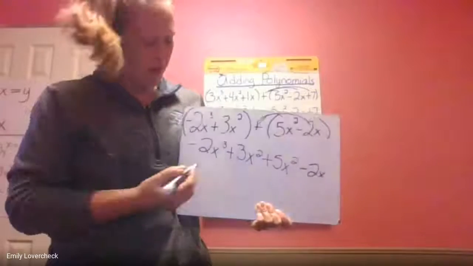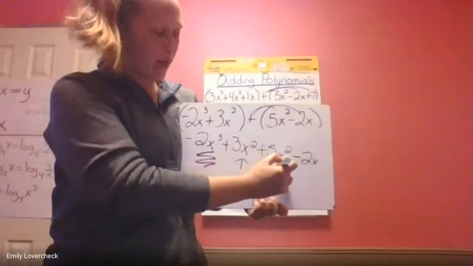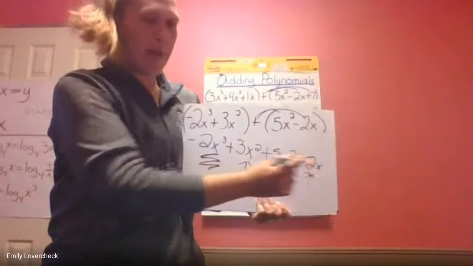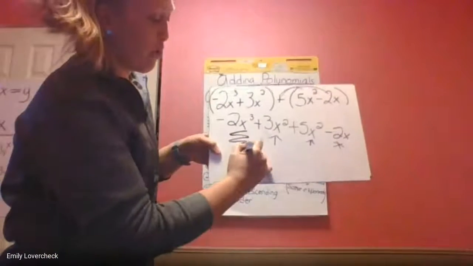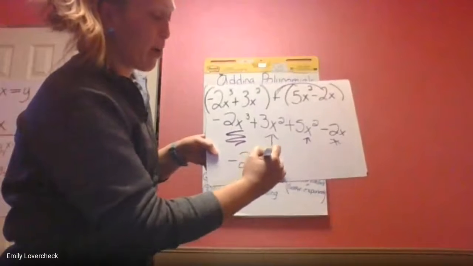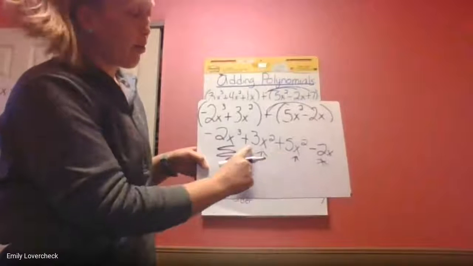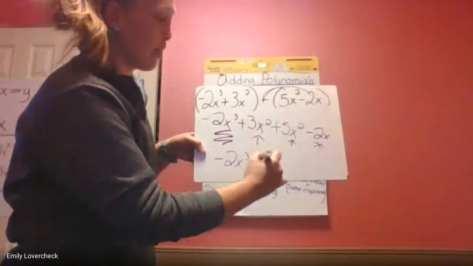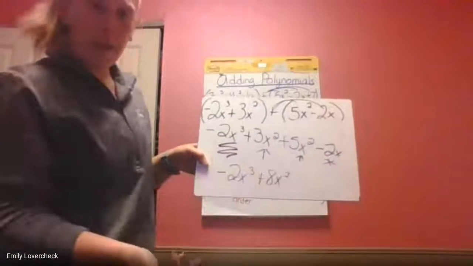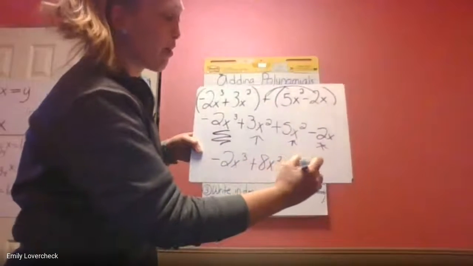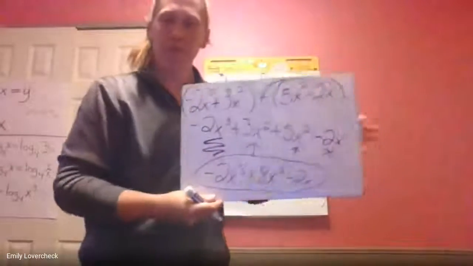Okay. Then from there, I'm going to combine like terms. I have an x cubed here. I have an x squared. I have an x squared. And then I have an x. So I combine what I have in common. So I end up with negative 2x to the third power, because nothing combines with that. I have a 3x squared and a 5x squared. 3 plus 5 is 8x squared. And then I have nothing to combine with that negative 2x, so I'm just going to bring that down. And that's my answer.